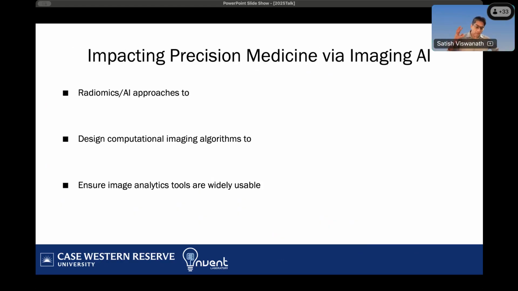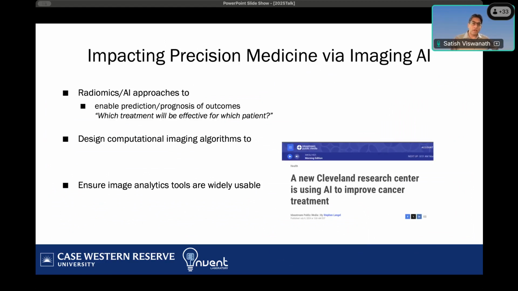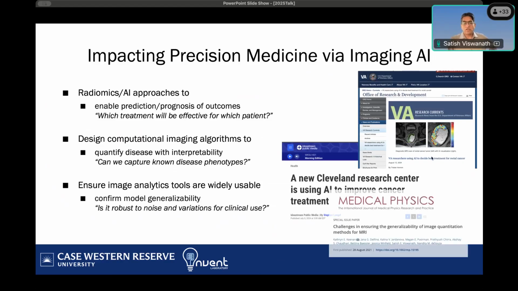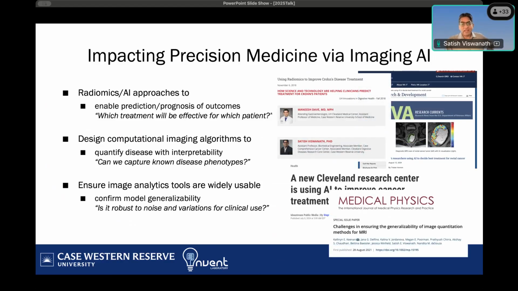So with that, I'm going to give you an idea of the major areas we're going to be talking about here. We're going to talk a lot about radiomics, pathomics, AI models to try and predict or prognosticate outcomes for different patients. We're going to try to design models which are also interpretable, so we can capture known aspects of the disease phenotypes. And then we're going to try and make sure these tools and models are widely usable, that they're robust to noise and variations for clinical usage.